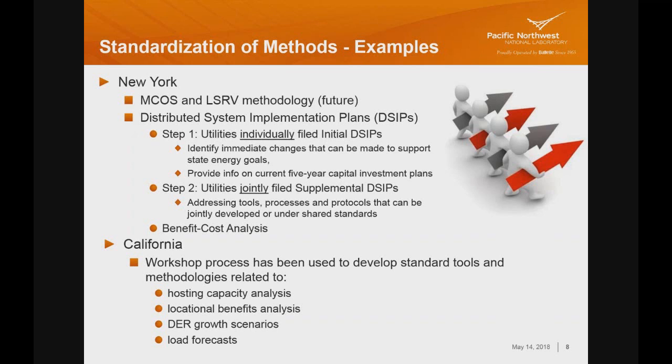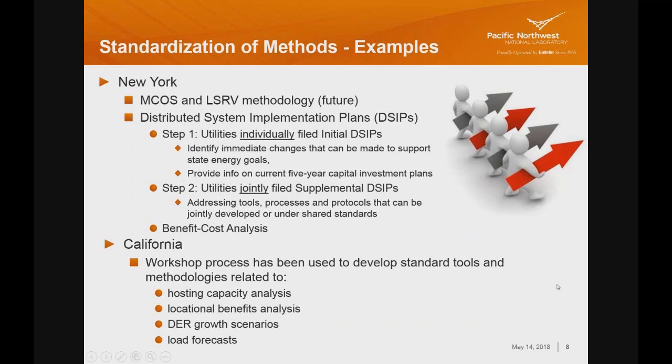And then the benefits cost analysis in New York is another example of something that was a standardized process. California is the same kind of thing. The working group process has been used to develop standard tools and methodologies related to a number of items: hosting capacity analysis, locational benefits, what are the DER growth scenarios, and load forecasts. So there's actually some standard tools for doing that, DER and load forecasts.